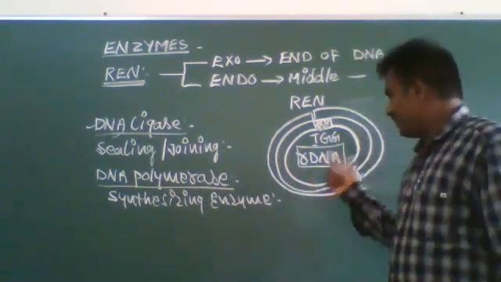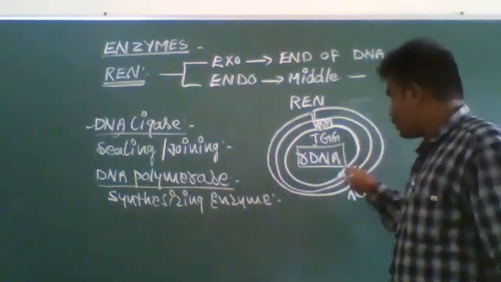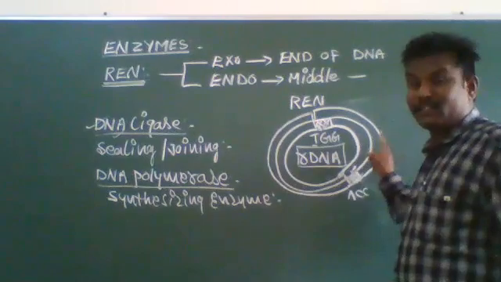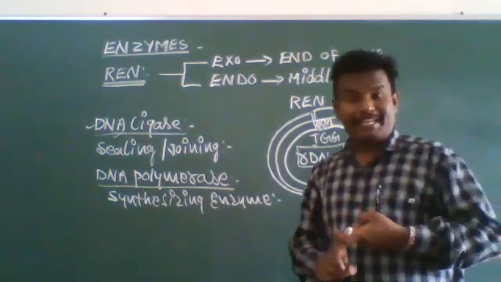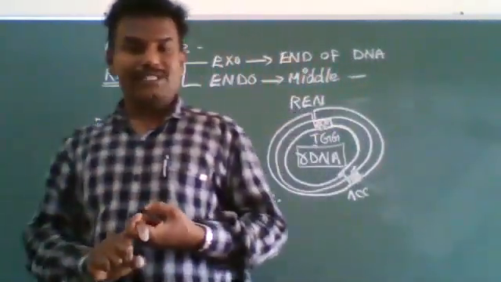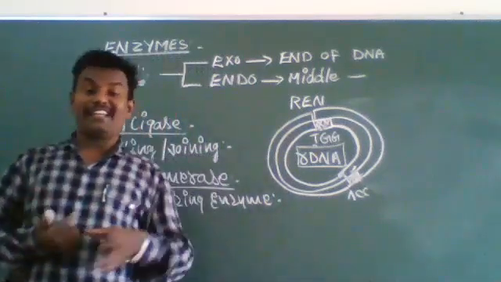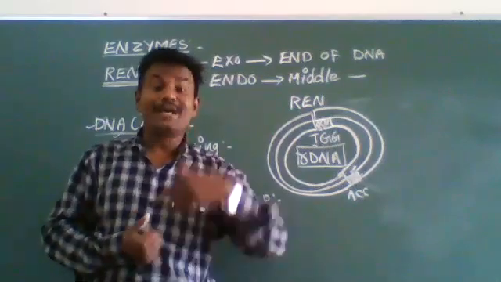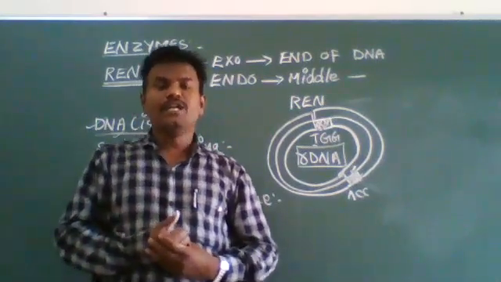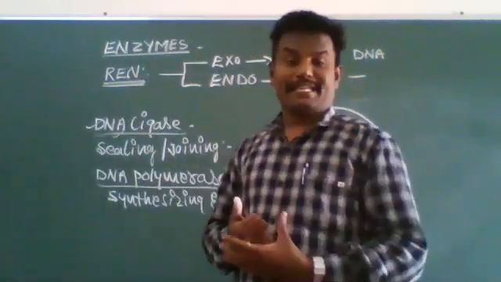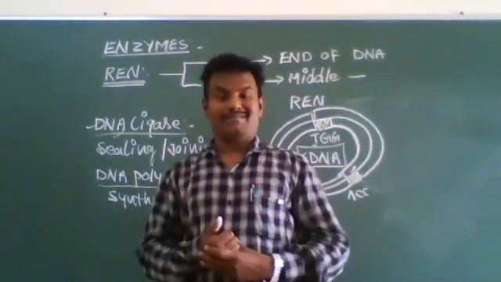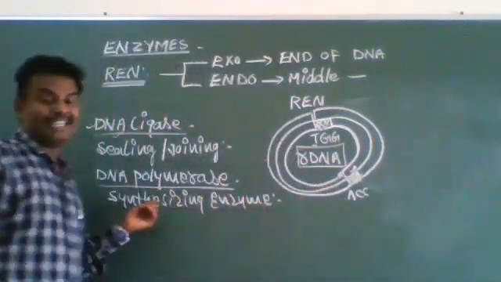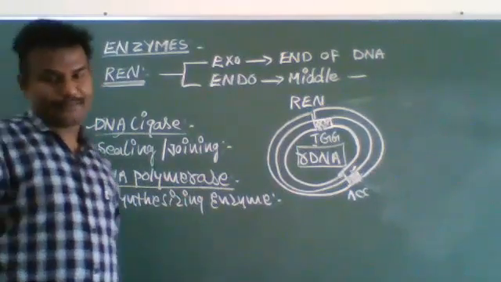In that one, from the existing DNA, here plasmid DNA and foreign DNA combine together and replicate with each other, producing new strands of DNA from existing DNA. New strands are formed through replication. Therefore, it is also called a synthesizing enzyme.